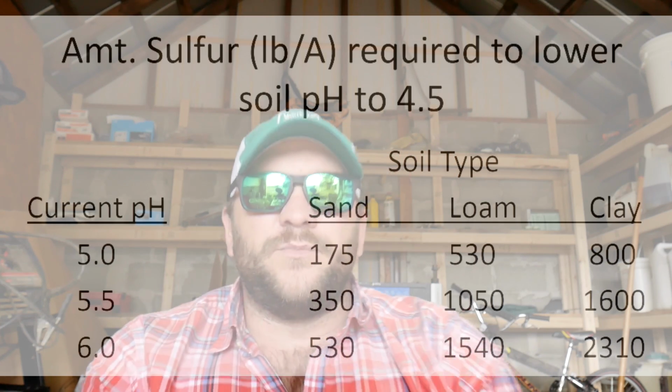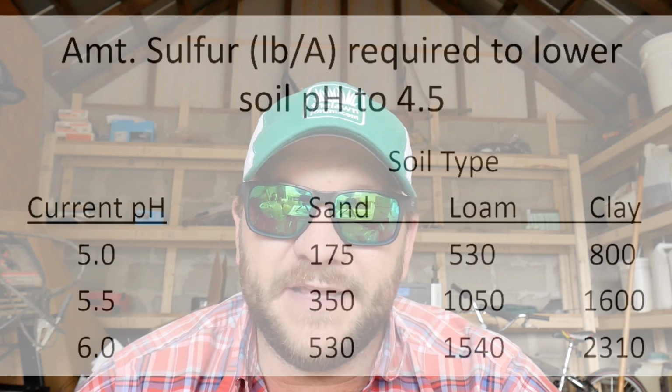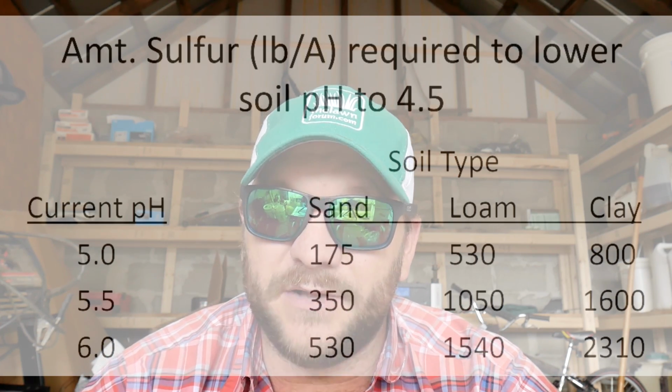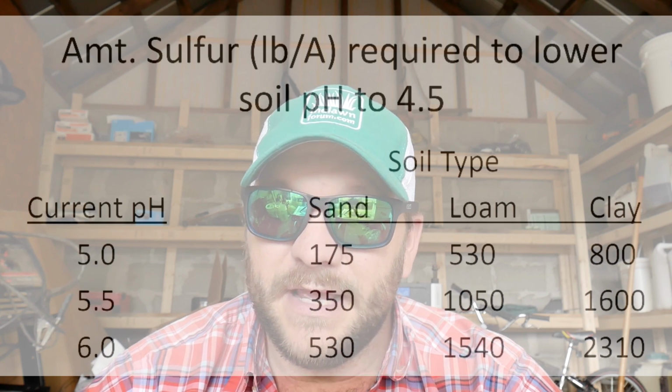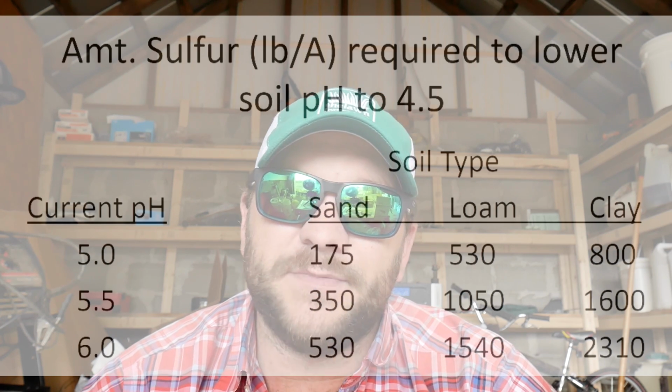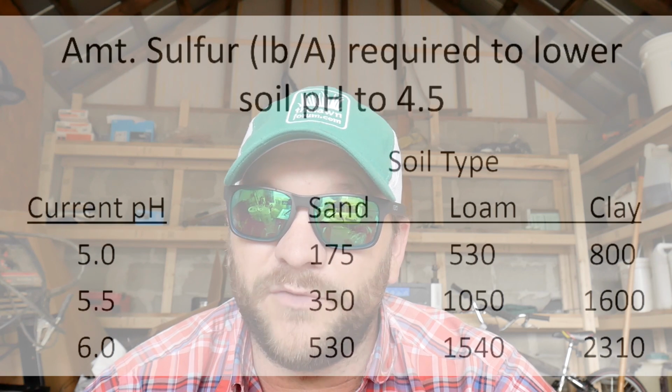Now, if we're bringing that down from a 5.5, in sand, we're looking at 350 pounds. In loam, we would need 1050. And in clay, we would need 1,600 pounds per acre to drop a 5.5 to a 4.5.